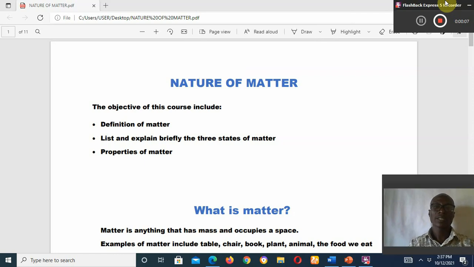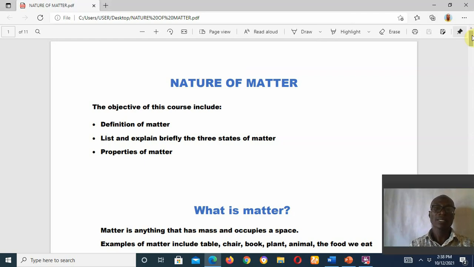Today we shall be talking on nature of matter. The objectives of this course include definition of matter, list and explain briefly the three states of matter, then lastly the properties of matter.